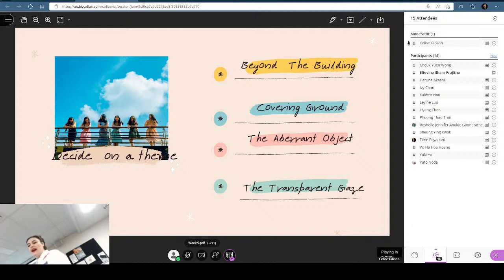We could do the topic covering ground, which is more about the ground and the floor, and it's probably a more abstraction style approach to photography. So it's all about texture and maybe lighting and what you're walking on, the ground. The aberrant object is more of a surrealist. Do we know surrealist? The genre surrealism. So aberrant means departing from the accepted normal. I'm using big words today.